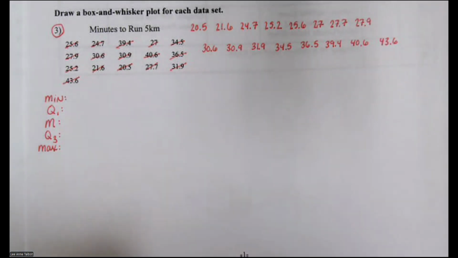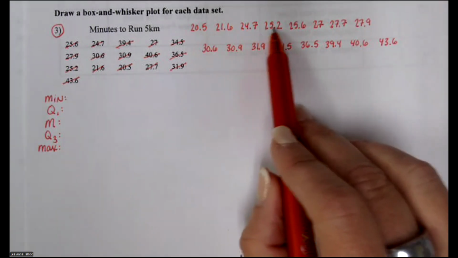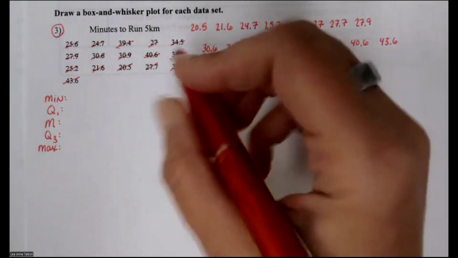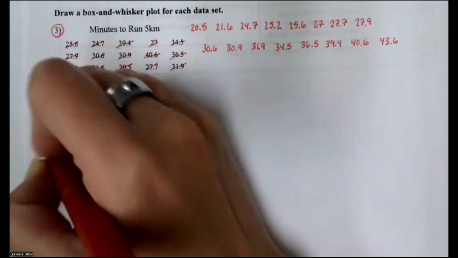Okay, now how many numbers are in this data set? I think it's 16. 16? Okay, so the min is easy to see, that's 20.5. The max is easy to see, that's 43.6.